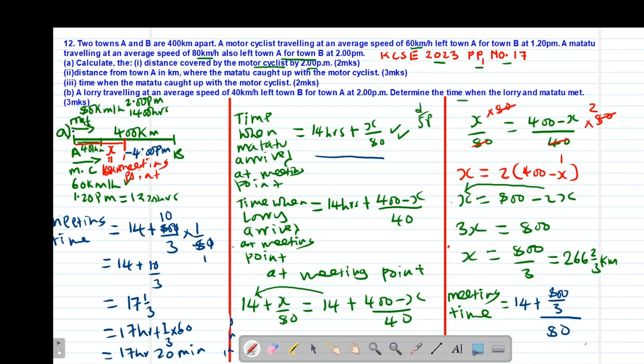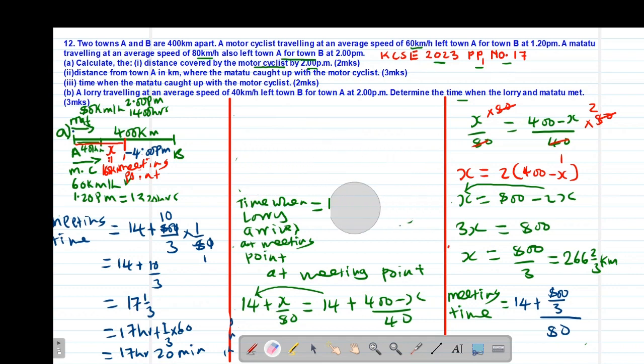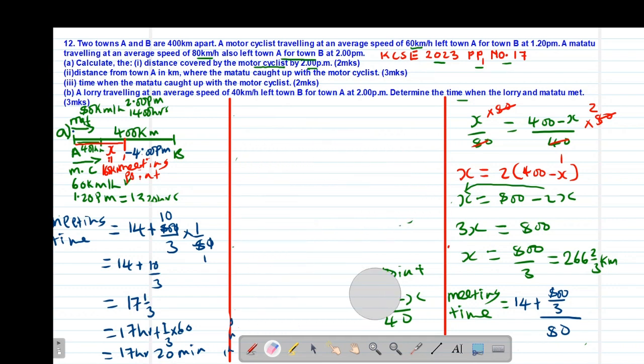It's giving us 1720 hours. Remember, even if you also use the equation for the lorry, the answers will be the same. So it doesn't matter the equation that you choose. Therefore, it was 1720 hours, which is the same as 5:20 p.m. So that is how to determine the time when the lorry and the Matatu met. The two met at 5:20 p.m.